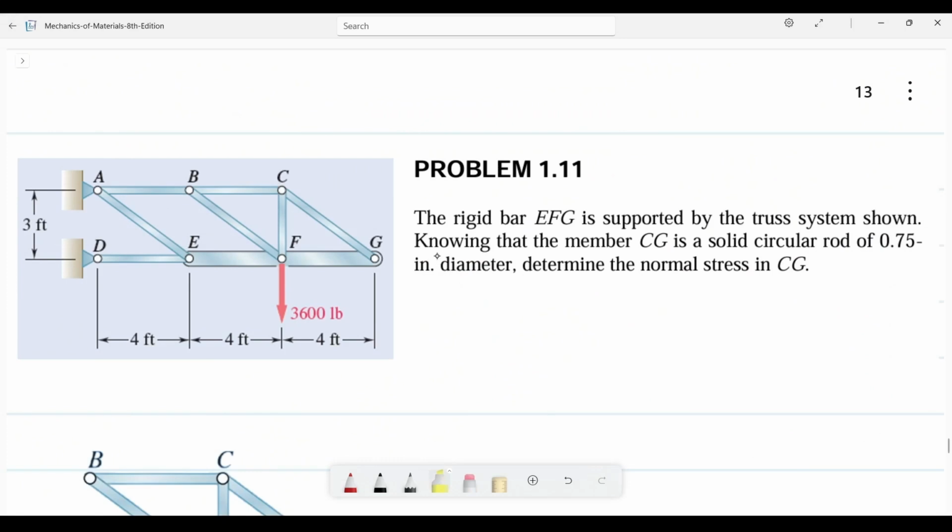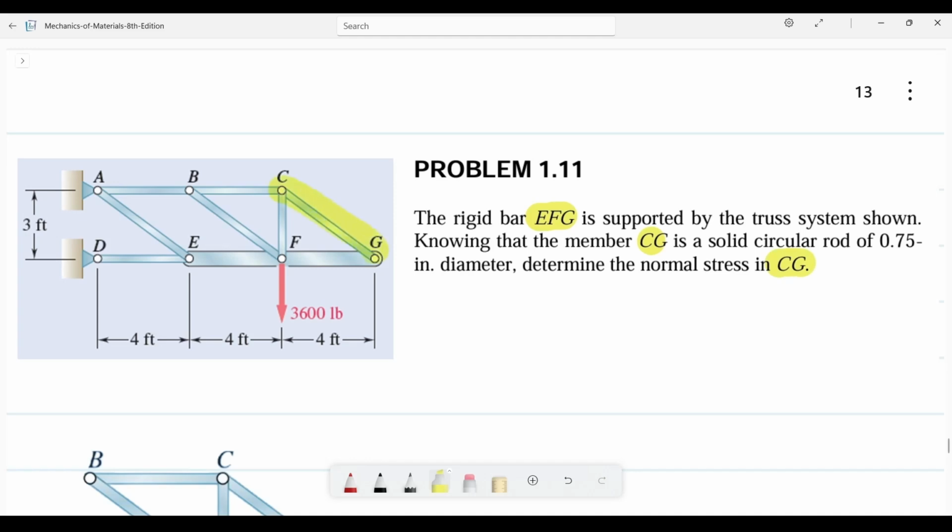Let's read the question together. Problem 1.11. The rigid bar EFG is supported by the truss system shown. Knowing that the member CG is a solid circular rod of 0.75-inch diameter, determine the normal stress in CG.